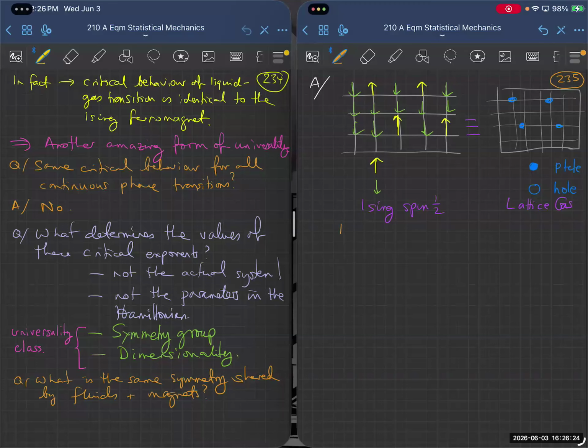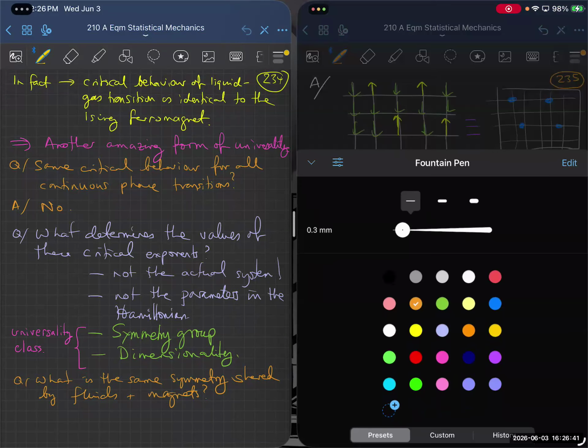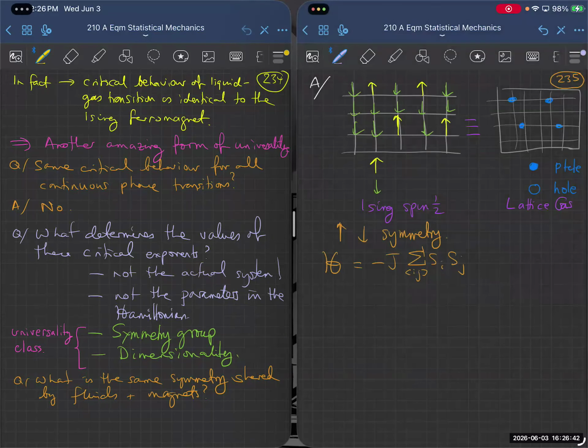And I'll show you what that is. I take the Hamiltonian without an external magnetic field. So there is the Hamiltonian. And now let's suppose I were to say, let's send all the spins to negative values for all i. So if I were to take every spin, if it's up, I make it point down. If it's down, I point it up. So this is a global symmetry operation.